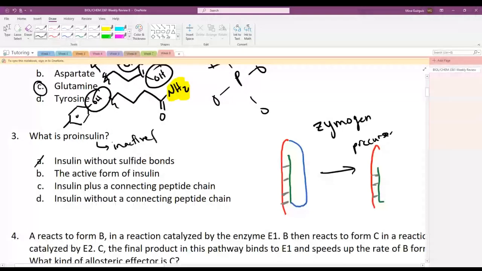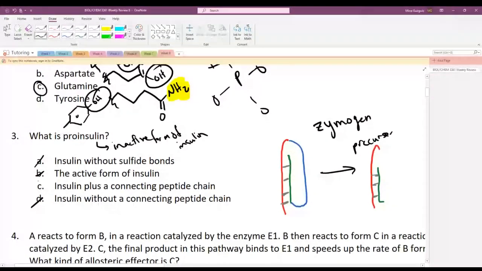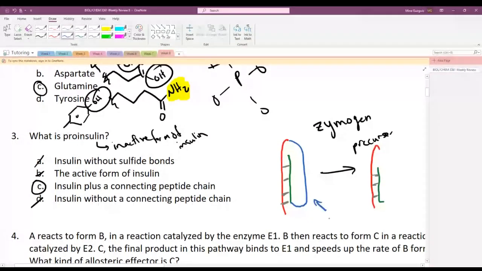Inactive form of insulin. Okay. It's not insulin without a connecting chain, it's insulin with a connecting chain. This blue part is that connecting peptide chain. Connecting, also called a connecting peptide.